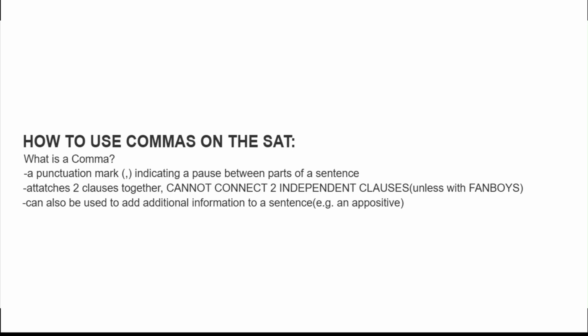Today we will be talking about commas. So first, let's talk about what is a comma. A comma is a punctuation mark indicating a pause between two parts of a sentence. It attaches two clauses together, and it cannot connect two independent clauses unless it's with FANBOYS, which we'll go over in a second. And it can also be used to add additional information to a sentence, for example, an appositive.